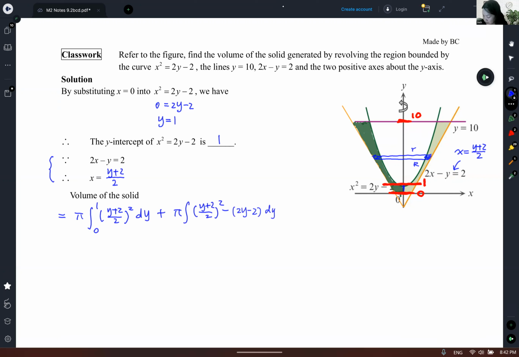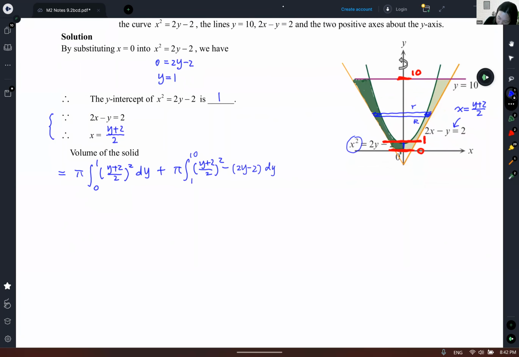Now notice that this one doesn't have a square because this one is already squared. For the second curve is given to you as x squared. So there's no need to do square again. And the limits are from 1 to 10. There you go, the calculation. Simplification. Definitely take out 4. 0, 1. Y plus 2 whole square dy.